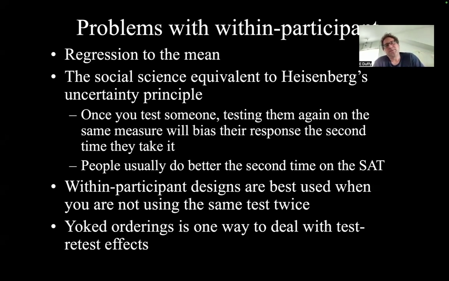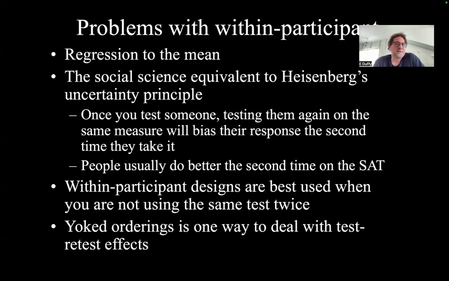But the other one has to do with the social science equivalent of what's called Heisenberg's uncertainty principle. If you ever watched Breaking Bad, the character Walter White is named Heisenberg. This is the same Heisenberg. And the idea for Heisenberg is that you can't know in subatomic particles where an electron is or what its voltage is at the same time, because you can know one or the other, but not both. The same thing here. Once you test someone, testing them again on the same measure will bias their response the second time they take it.